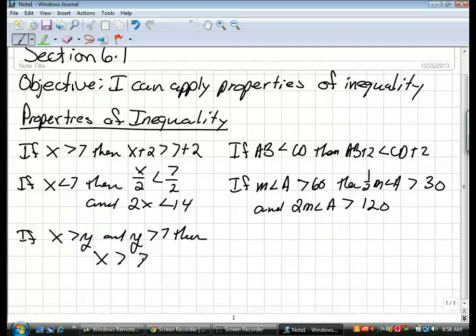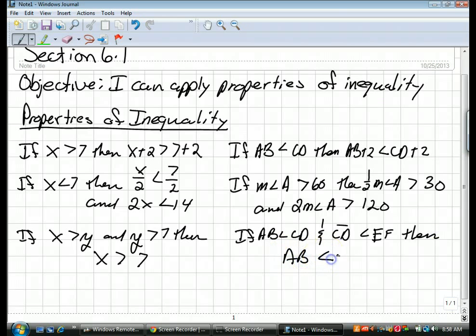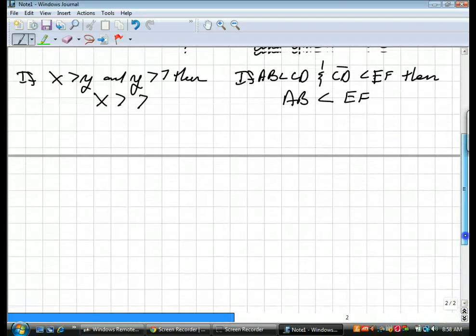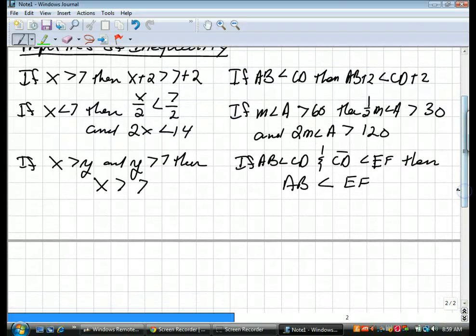And the way that we would use this in geometry would be something like this. If length of AB is less than length of CD, and length of CD is less than length of EF, then length of AB must be less than length of EF. Okay? So again, very, very similar to the transitive property, but we just call it a property of inequality.